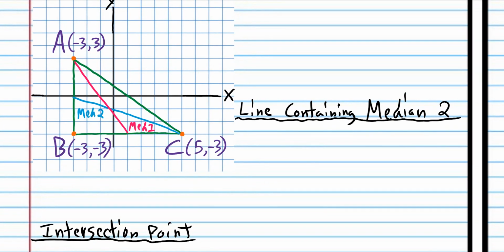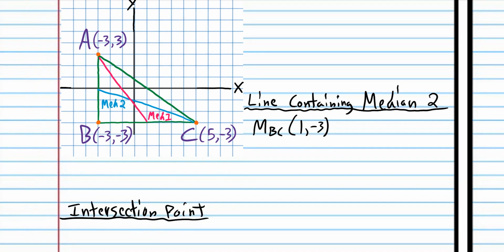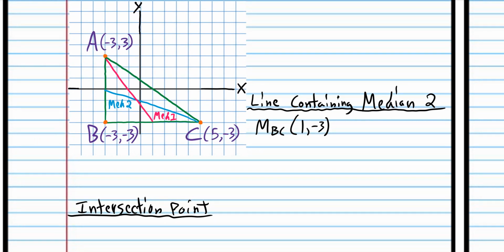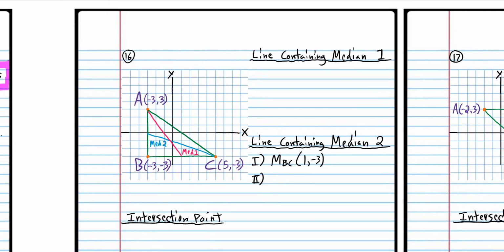So I'm going to start with median 1 as always. So the midpoint between B and C is that'll be 1, negative 3. So again, we can just see that because it's a horizontal line. And that's step number 1. And step number 2, whoops, I'm on the wrong thing here, sorry about that.